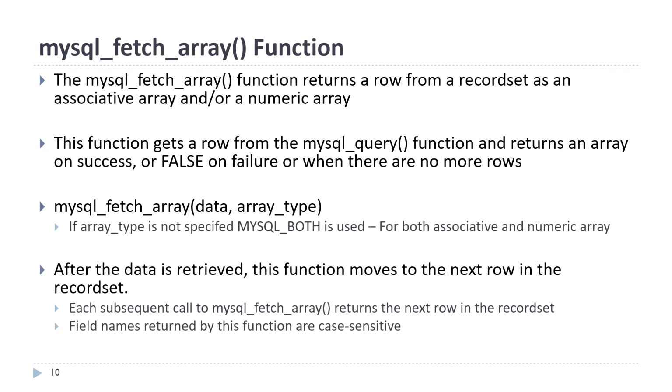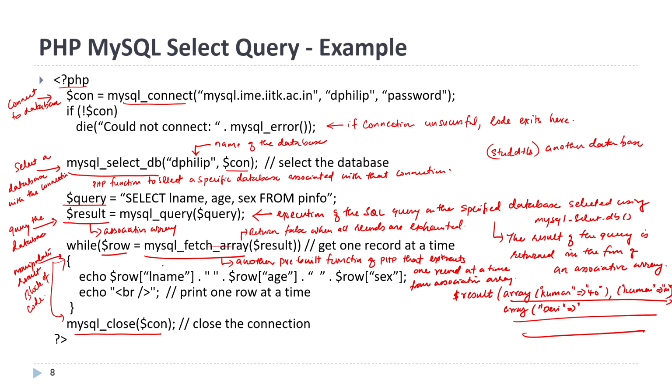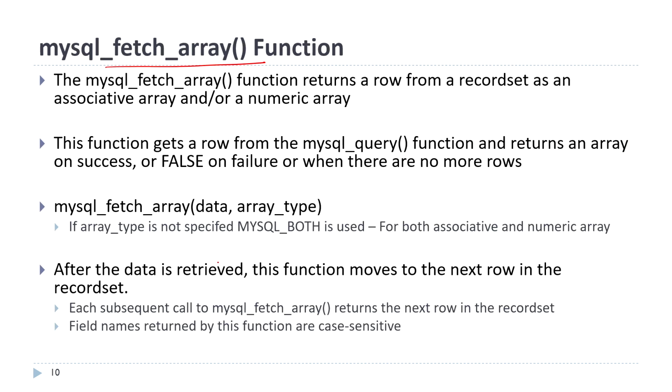Then, as I mentioned earlier, the mysql_fetch_array function. I have shown you this code and briefly explained it. The mysql_fetch_array function returns a row from the record set as an associative array or a numeric array. Most of the time, 99% of the time, you get it in the form of an associative array, because database tables are complicated. Each time you call mysql_fetch_array, it returns one row. This function gets a row from the mysql_query result and returns an array on success, or false on failure when there are no more rows. Okay. So, if there is a row, it returns a row on success.